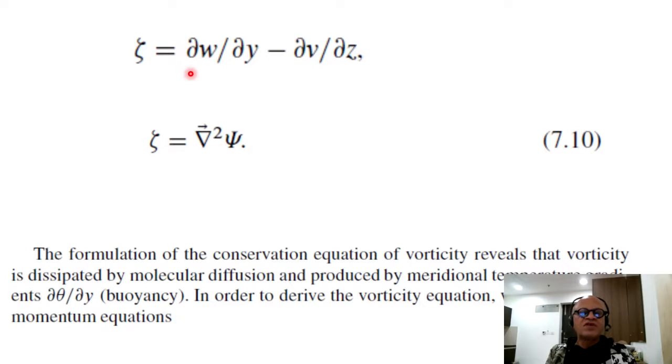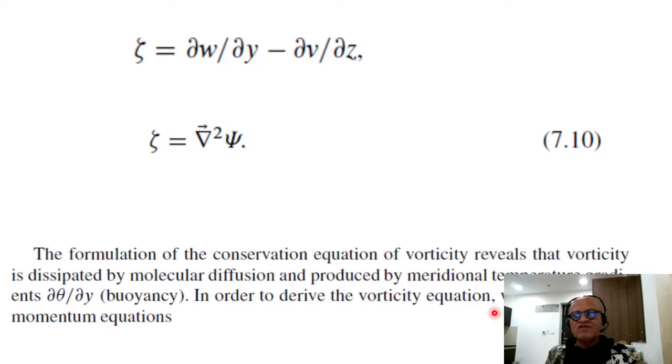So once we have the stream function defined for the meridional vertical plane, we can write the equation for our relative vorticity as dw/dy minus dv/dz, which you remember from before. So zeta in this case, substituting for w and v in terms of the stream function, is just grad squared psi. So the formulation of the conservation equation of vorticity reveals that vorticity is dissipated by molecular diffusion and produced by meridional temperature gradients, d theta dy.